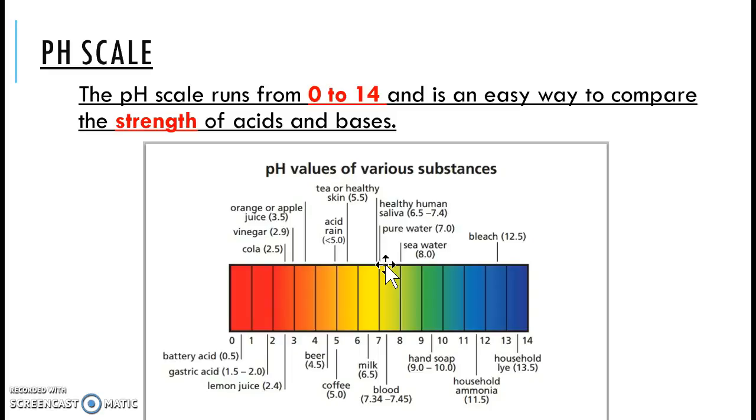We can measure how acidic or how basic something is using what we call the pH scale. The pH scale is a scale that runs from 0 to 14. If something is less than 7, so has a pH of 0 to 7, it is considered an acid. And if it has a pH of 7 to 14, it is a base.